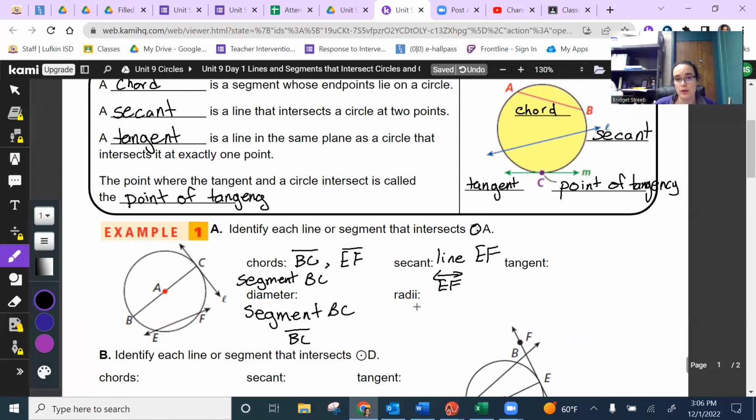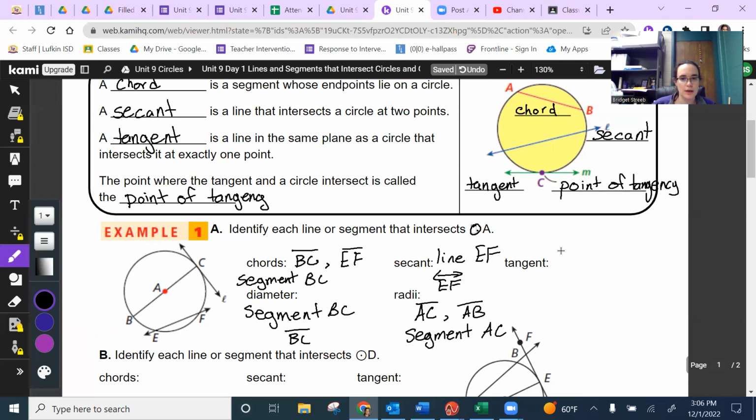Radii, or radius if you're doing singular, start at the center of the circle and go to the side. So we don't just have one here, we have two: segment AC and segment AB. Again, if you are using a computer to write out the answer, you have to write the word segment and then the two letters capitalized.